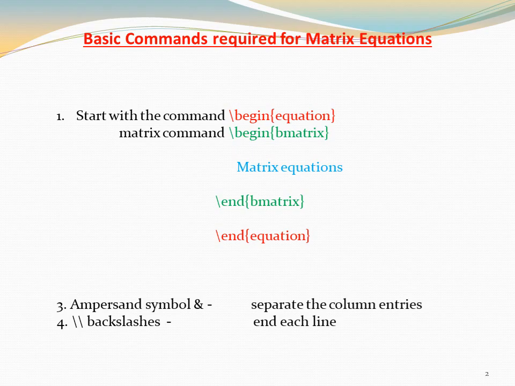Generally the matrix commands start with \begin{bmatrix} and end with \end{bmatrix}. In between, we write the matrix entries. The matrix columns are separated by the ampersand symbol. Then two backslashes are used to end each matrix line.